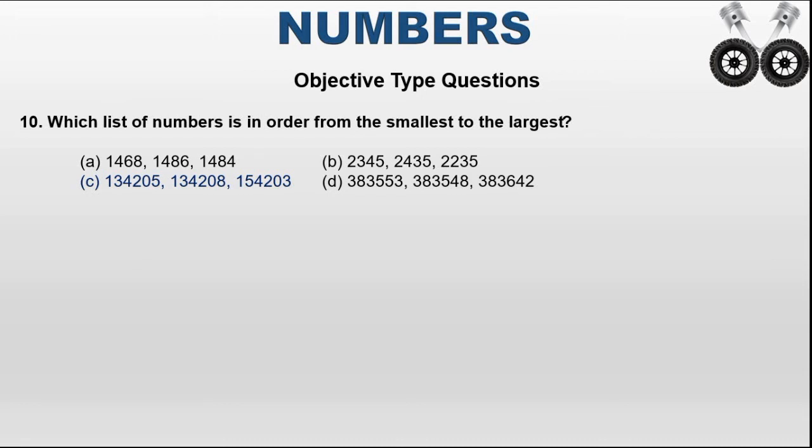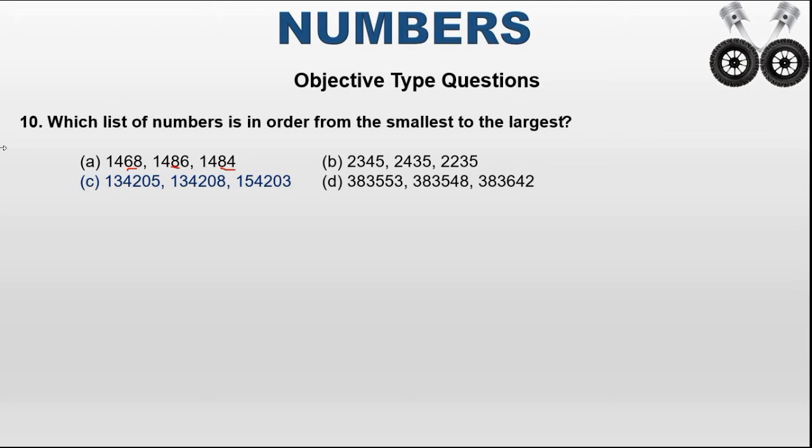First I will check option A. So first compare the number of digits. Each and every number has the same number of digits, that is 4. Next compare the first digit. All of them have the first digit as 1. Then compare the second digit. The second digit is also 4 in each. And then compare the third digit. So here we have 6, here 8 and here 8.